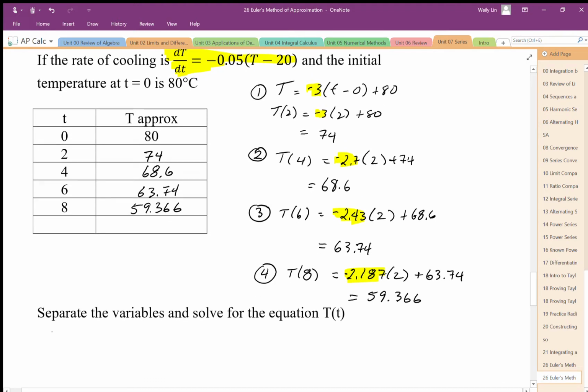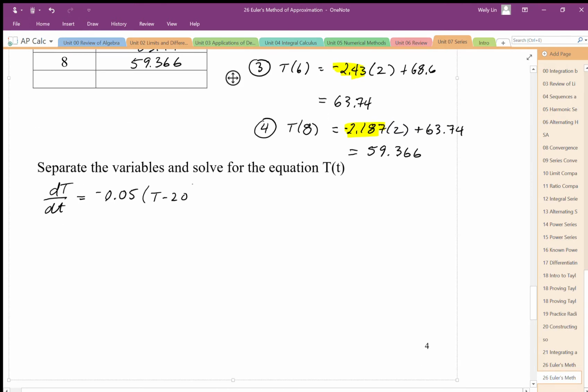So my dT by dt, the change in temperature over time, is equal to negative 0.05 (T minus 20). I'm going to separate and integrate this, and I have an initial condition of T equals 80 degrees Celsius at t equals 0. So there's my differential equation. I'm going to separate and solve. I end up with dT over (T minus 20) equals negative 0.05 dt. Integrate both sides.